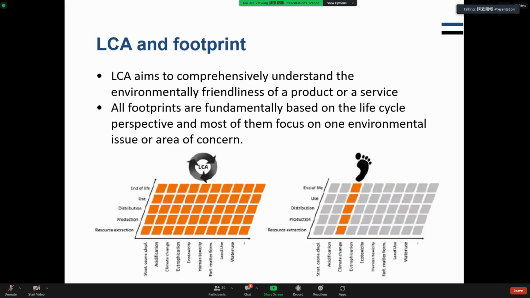As an environmental planner, we aim to study all the footprints through the life cycle, not just the carbon footprint. So later on, when you see the results, you will not only see the carbon footprint, you will see results from other environmental issues that we are concerned with.